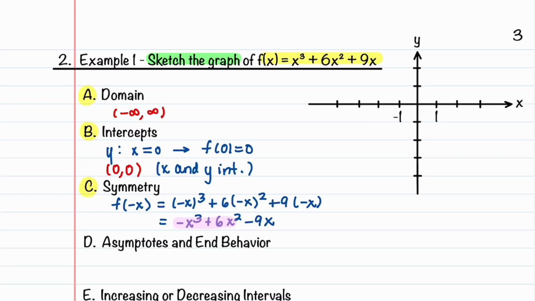If we compare this to our original function, it is not the same, and it's not the negative of that function. So that means that we don't have any symmetry. So let's just say this is not equal to f of x or minus f of x. And for our symmetry, we'll put none.